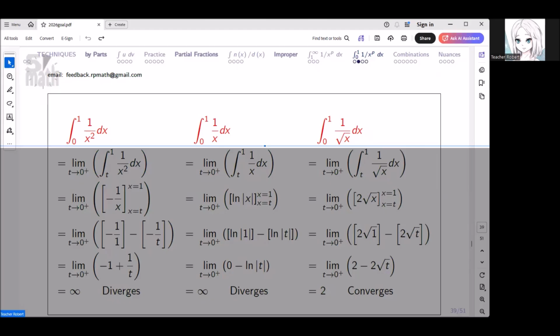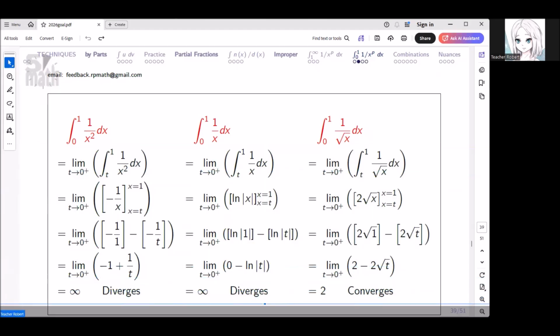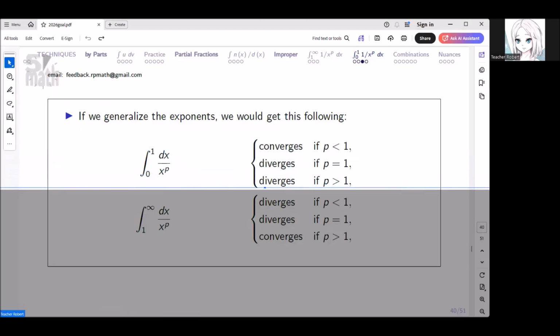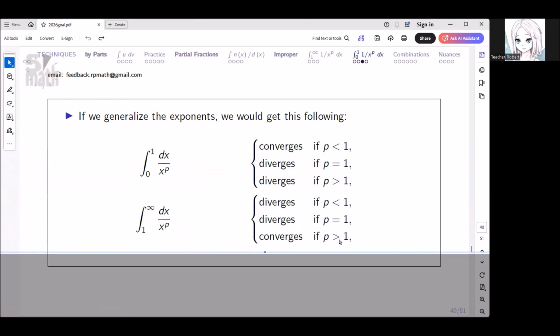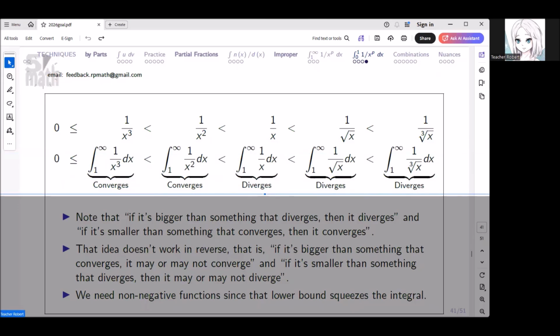Here are the integrals. And we should get the following. If we generalize the exponents, we would get the following. This and that. Here are functions and improper integrals.